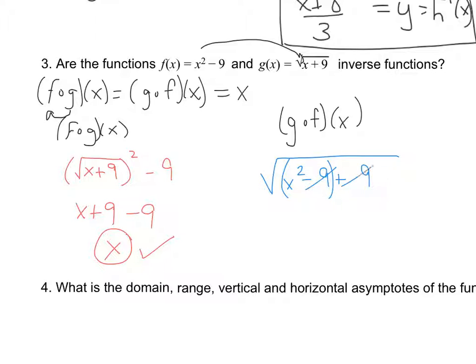Well, you can see the 9's go away. So really all we have is the square root of x squared. And just like we said earlier, the square and the square root will always cancel out. So this just gives us x. So we could say, yes, these are inverses.